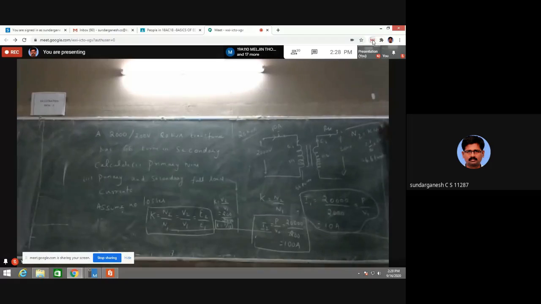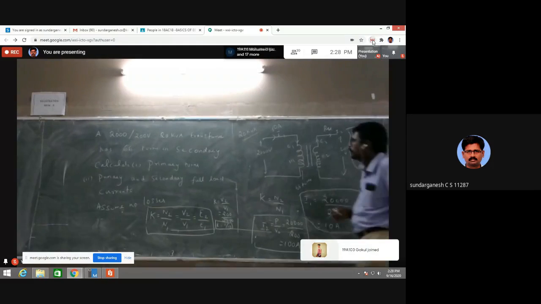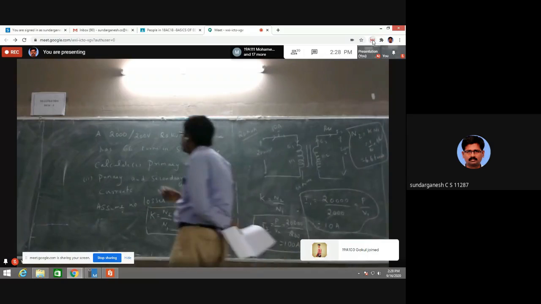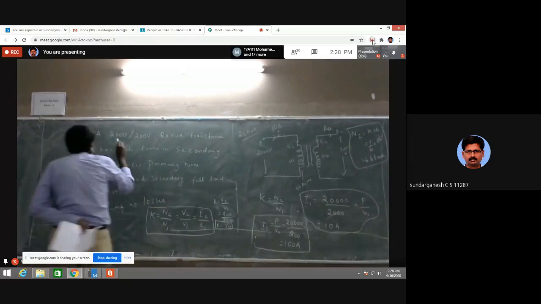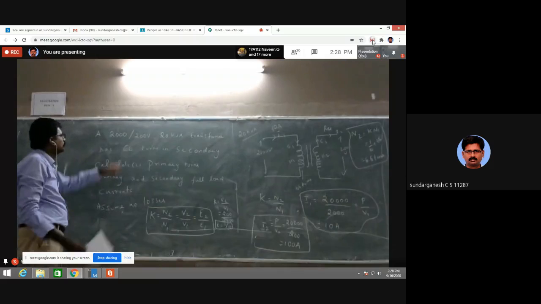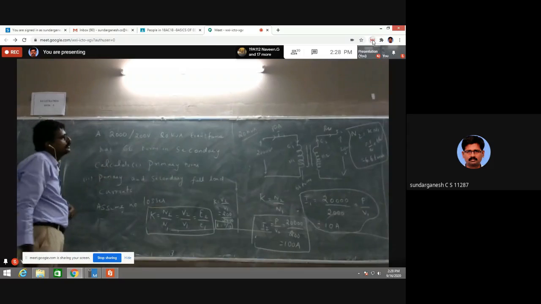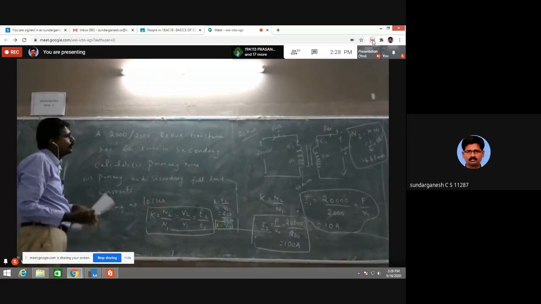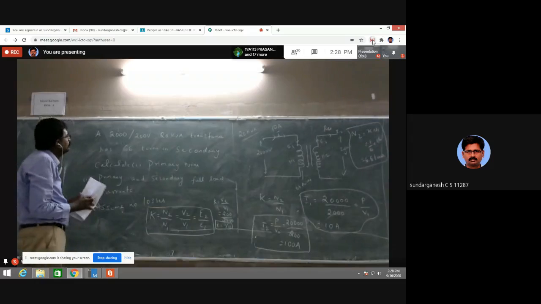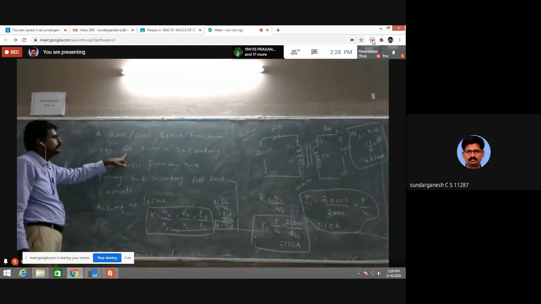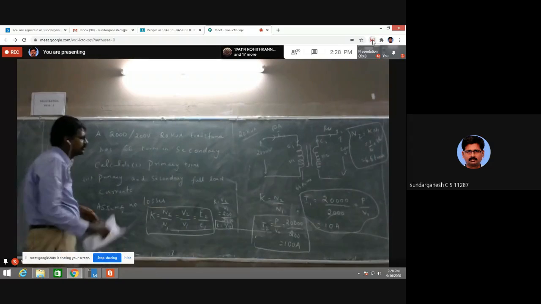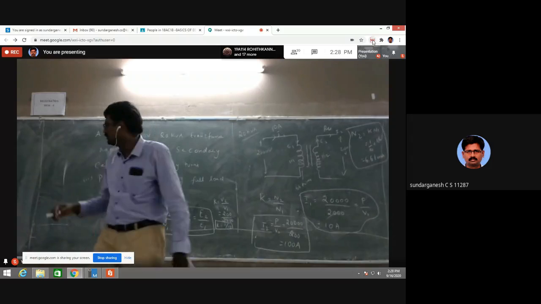Okay. So what I am doing is, from the problem I identified that it is a step down transformer, 2000 to 200, so the number of turns in the secondary will be lower. It has 66 turns in the secondary. Sorry, I have written it wrongly. This is the secondary.